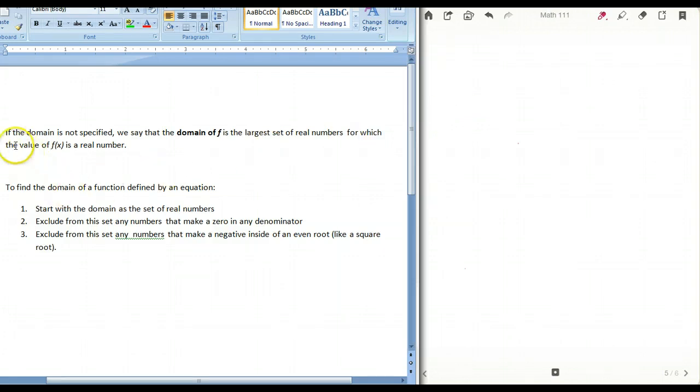Right? And so if, for example, over here in our notes, we see that if the domain isn't specified, if we're not explicitly told what it is, then we say that the domain of the function f is the largest set of real numbers for which the value of the function, the output of the function, is a real number. So we want to include as many values for the input as possible. We want this club to be as open and welcoming as possible. But we want to make sure that anything we plug in has a corresponding output. Okay. So let's see exactly how this would work.